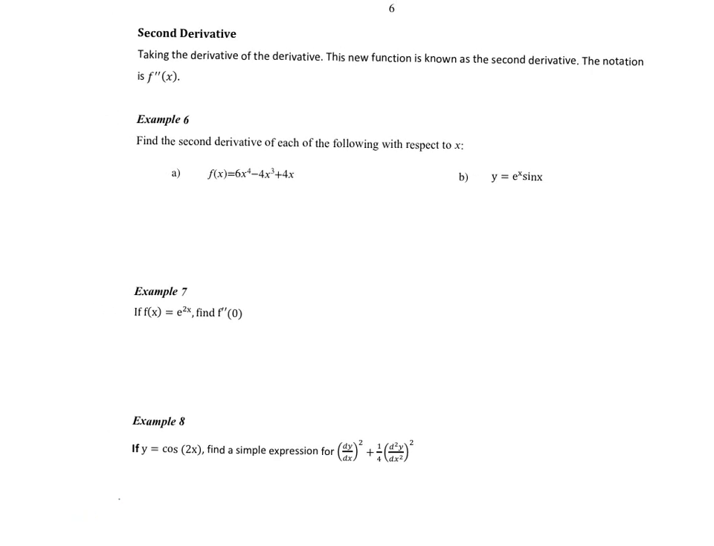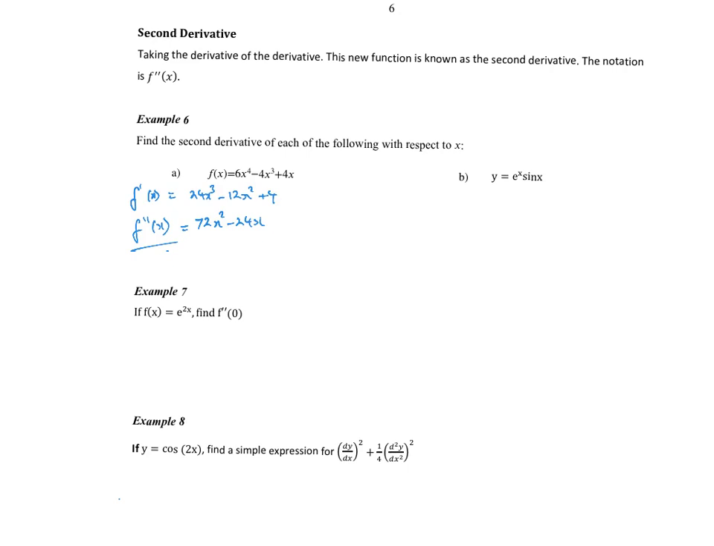Example 6, f dashed of x is simply going to be 24x cubed minus 12x squared plus 4. So the second derivative, f double dashed of x, is equal to 3 times 24. What's that? 72x squared minus 24x.